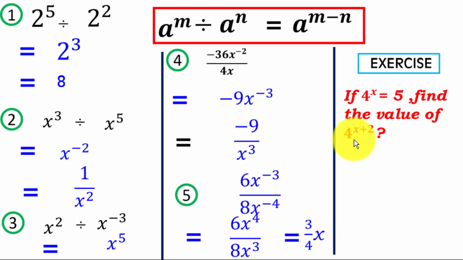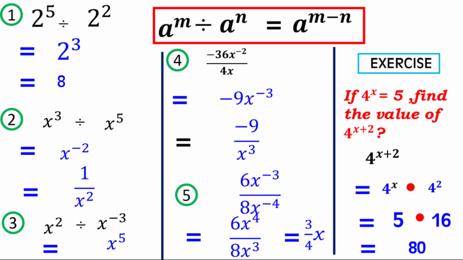Keep your eye on this expression 4 raised to the power x plus 2, we can write it here as 4 raised to the power x times 4 squared. Okay, but we have here the value of 4 raised to the power x equals 5. So we can write here 5 times 4 squared equals 5 times 16, which equals 80. So the value of the expression 4 raised to the power x plus 2 equals 80.